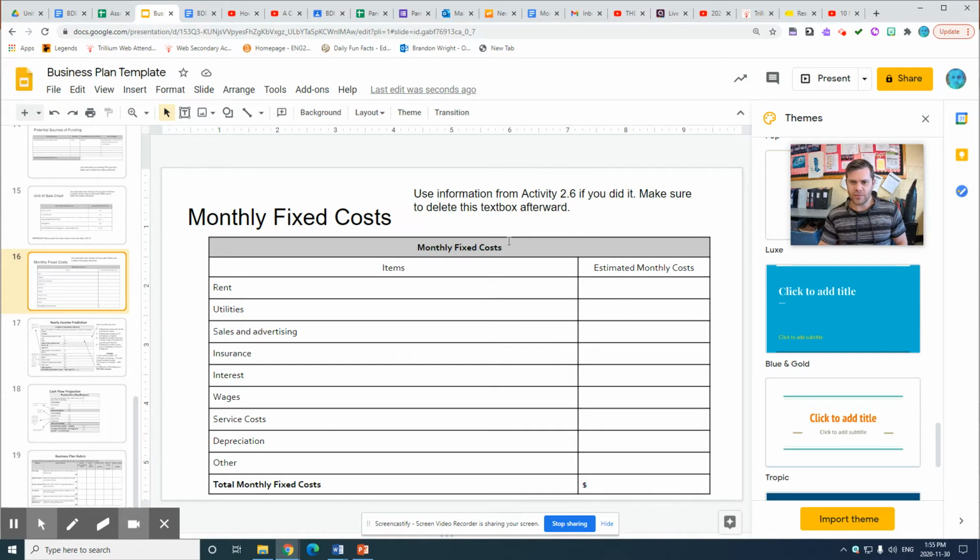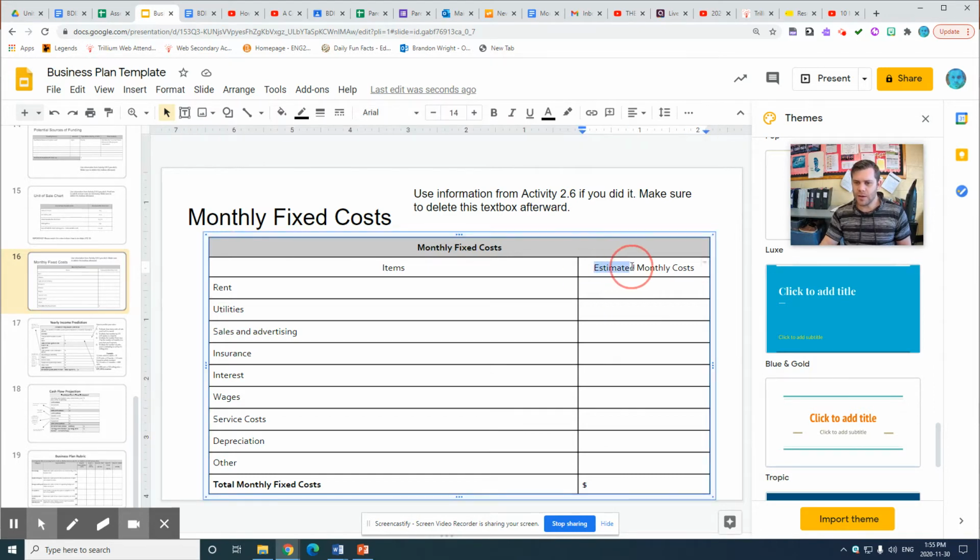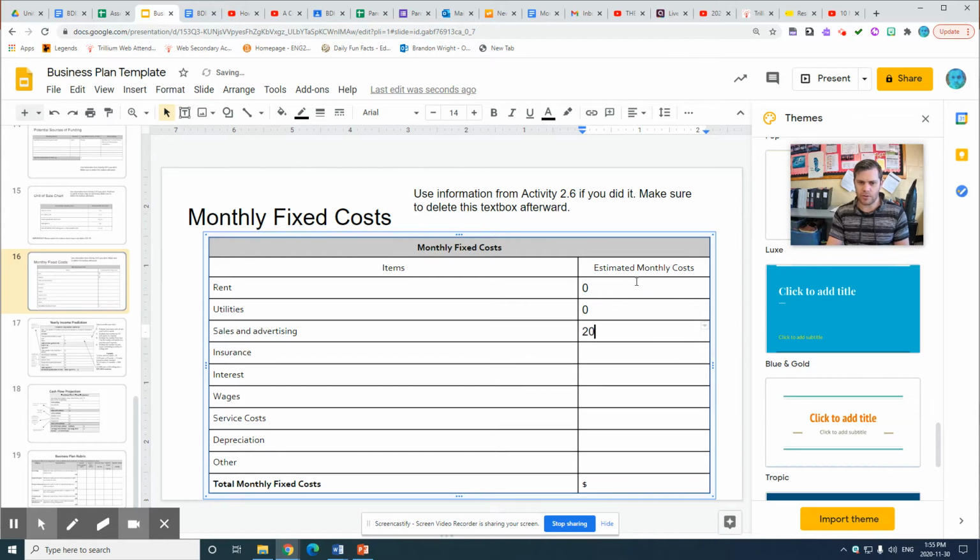Next are monthly fixed costs. These are the costs that I'll have to pay every month. Now, if a cost doesn't apply to you, remember, the key here is estimates. I'm making my best guess as to how much these things cost. But for my snow shoveling business, I won't have any rent, no utilities, sales and advertising, maybe $20. Insurance, no. Interest, no. Wages, no.